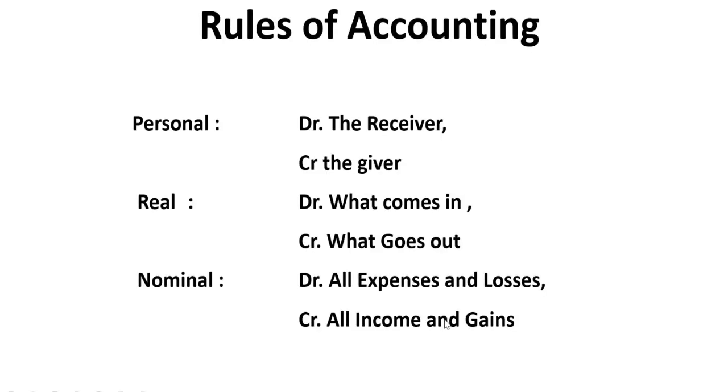The rules of accounting for personal, real, and nominal accounts: for personal, debit the receiver, credit the giver. For real accounts, debit what comes in, credit what goes out. For nominal accounts, debit all expenses and losses, credit all incomes and gains. So what are debit and credit? Debit is represented as DR and credit as CR. In one transaction, there will be two elements. One we will mark as a debit and the other as a credit. This is for the debit and credit rules.